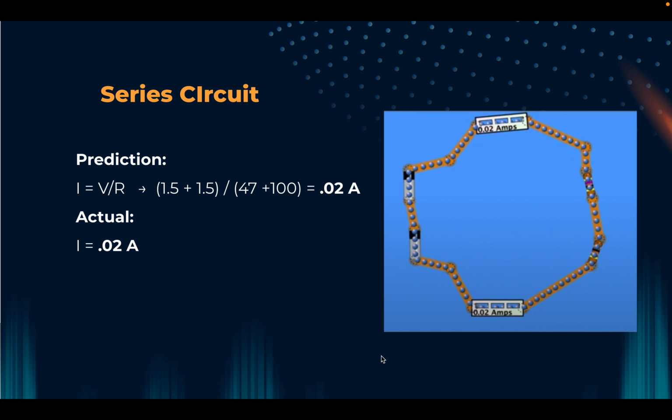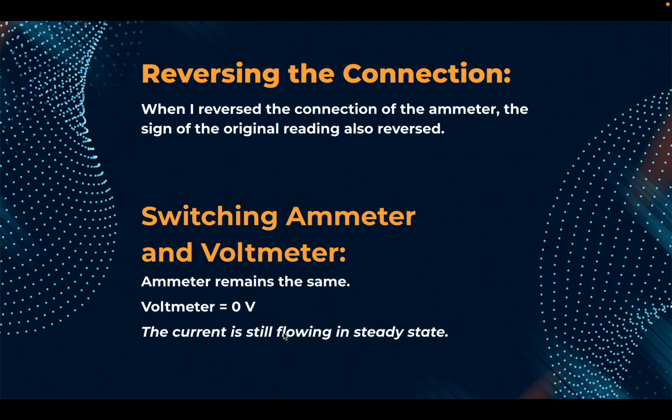Getting into the experiment, we set up a series circuit. I predicted that the series would read 0.02 amps, and in reality I was right. To do that, I just used Ohm's law. Next, if we were to reverse the connection of the ammeter, the sign of the original reading also reversed. If we were to switch the ammeter and the voltmeter, the ammeter would read the same, and the voltmeter would read 0 volts, and this is all because the current is still flowing in steady state.